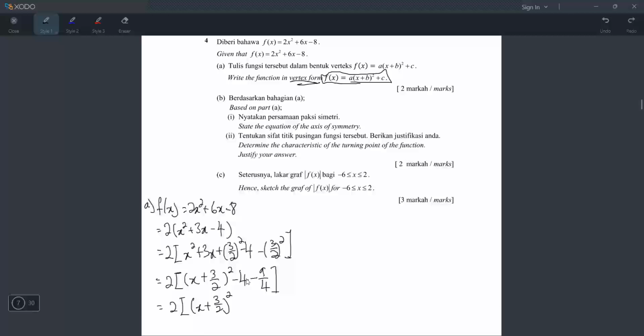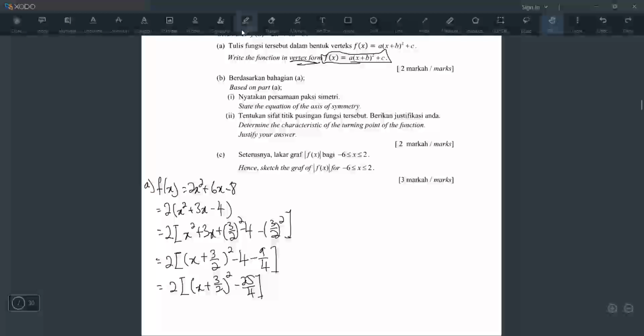Now we press this in our calculator. So let's press negative 4 minus 9 over 4. Wait. Okay, I already pressed. The calculator says negative 25 over 4. And don't forget the big bracket. The big bracket is very important.